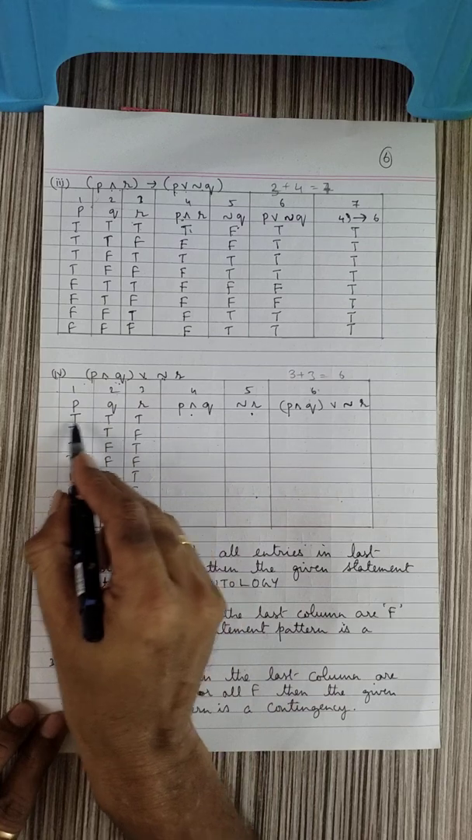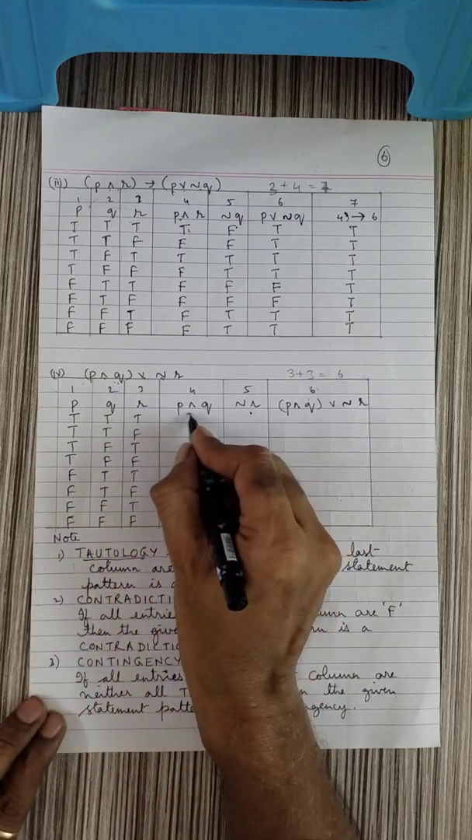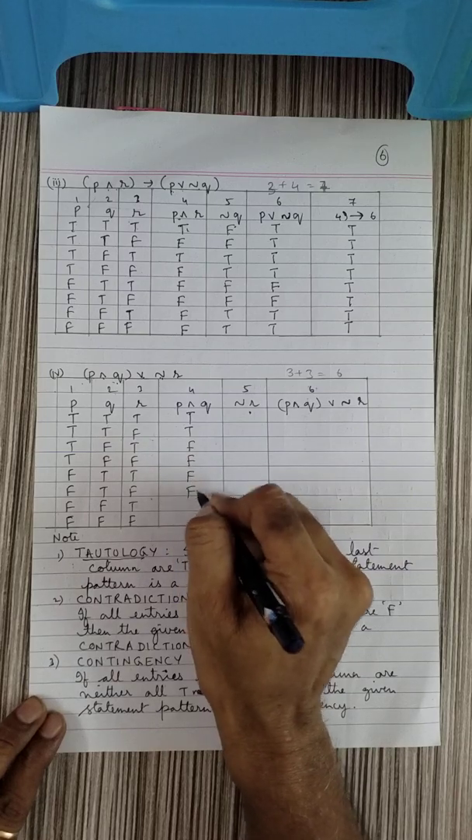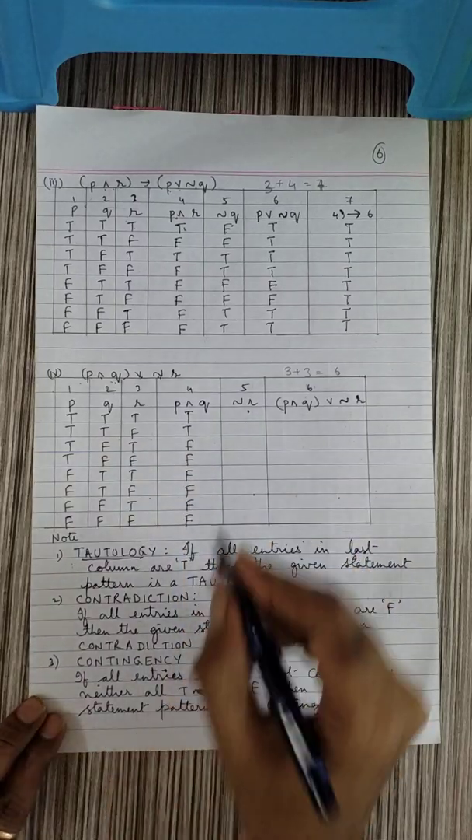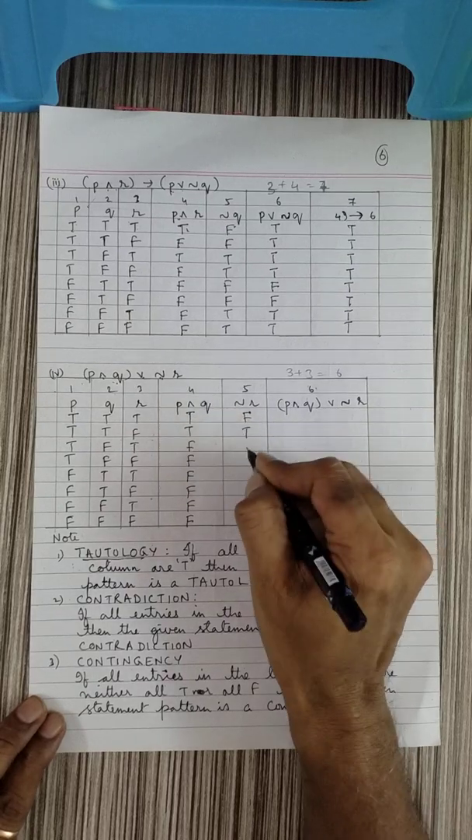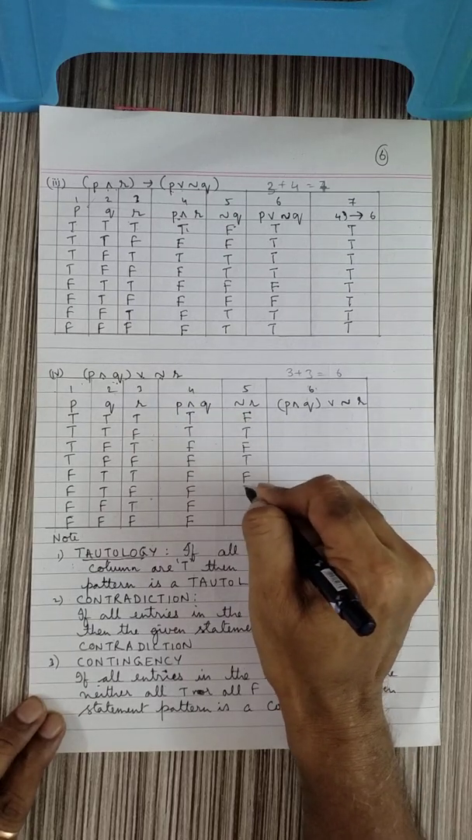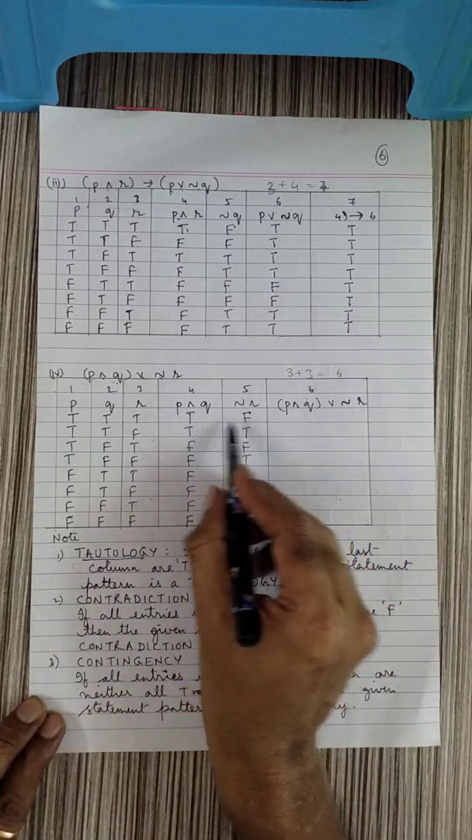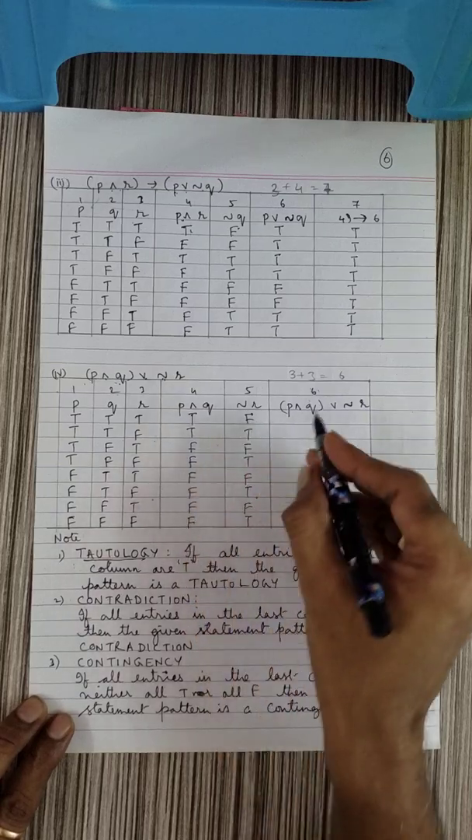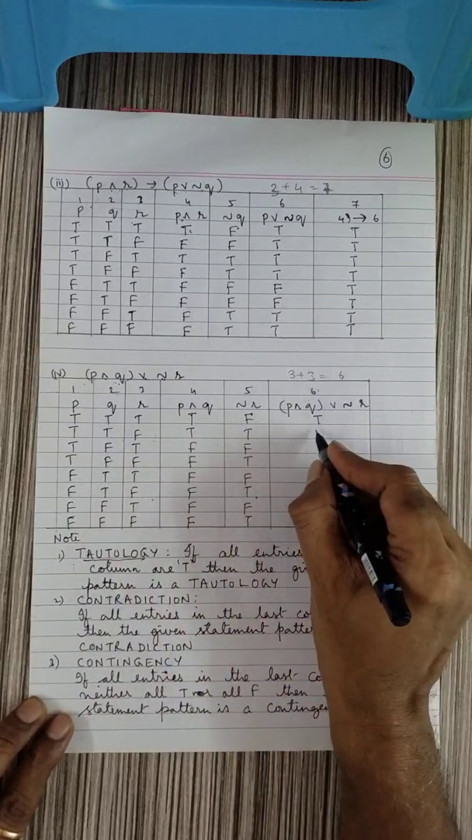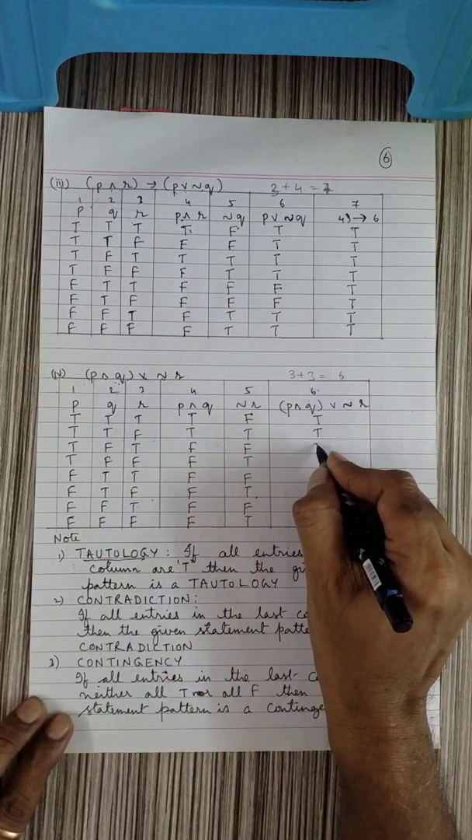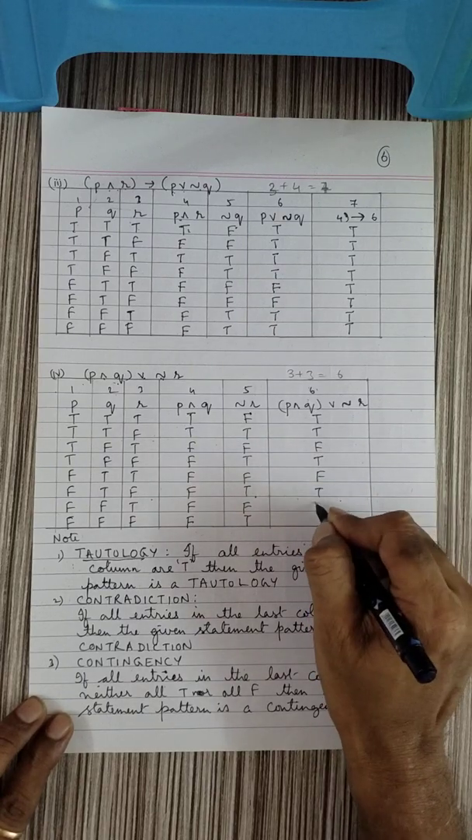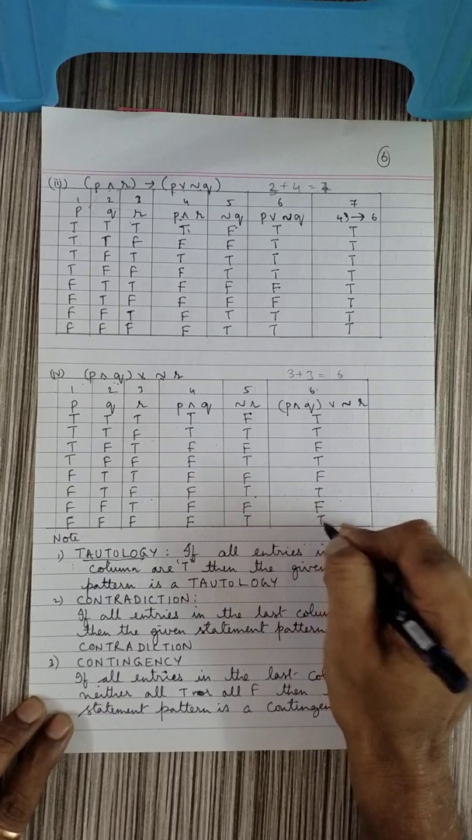Now P and Q, and between this, and means if both are true then true. So true, true, false, false, false, false, false, false. Negation of R: false, true, false, true, false, true, false, true. Then in between these you have an or, where if one of the two is true then true. True, true, false, true, false, true, false, true.